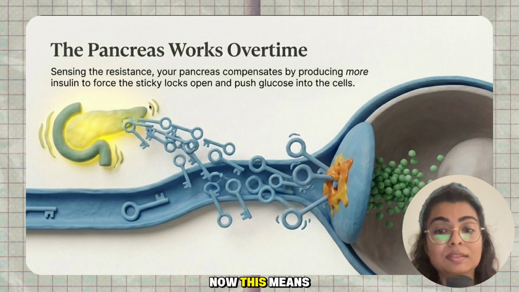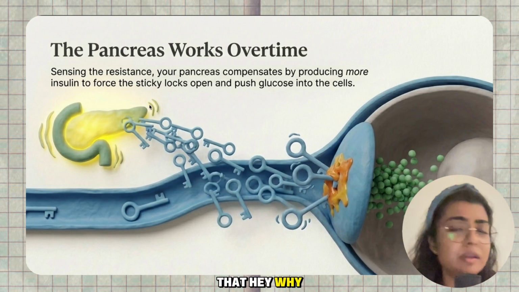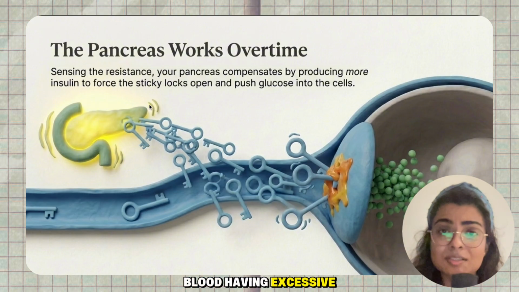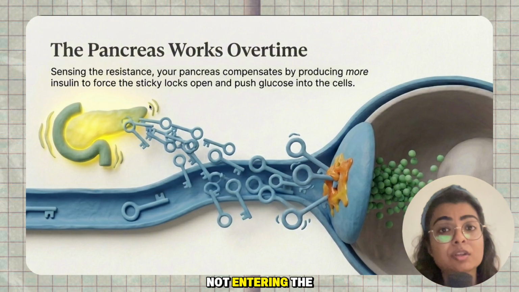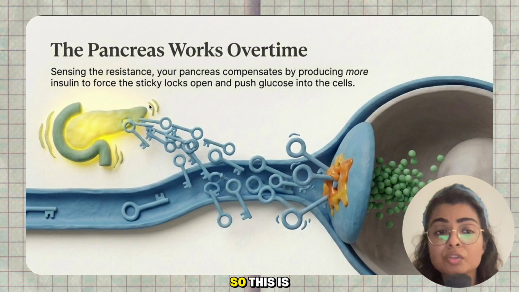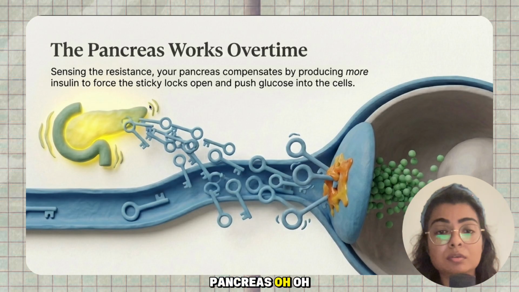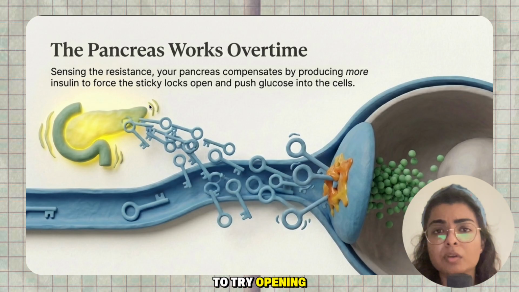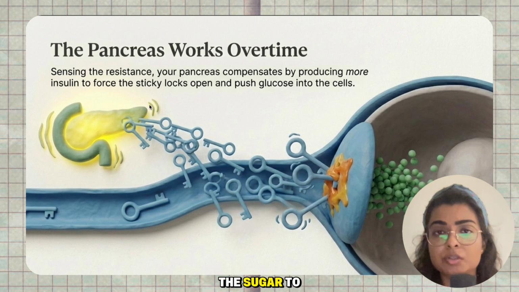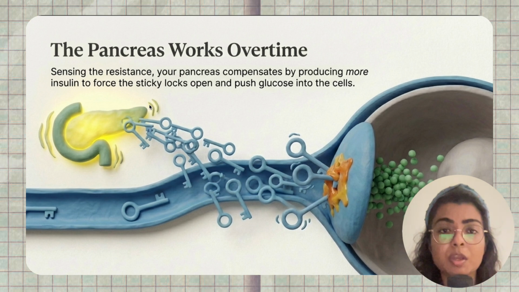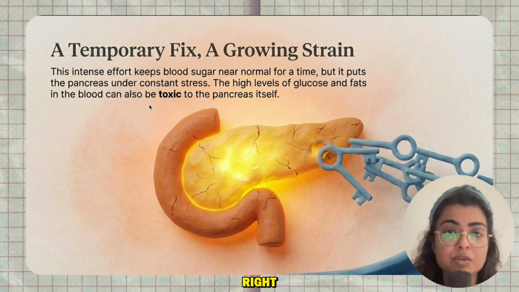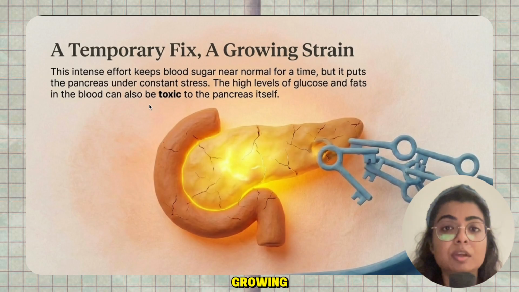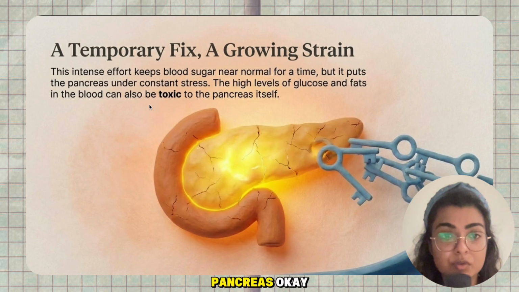Now, this means that, hey, why is my blood having excessive sugar? Why is it not entering the cells, right? So this is going to signal the pancreas, I don't think we have enough keys. Can you keep making more keys? Hey, we need to try opening all the locks. I don't want the sugar to remain in my blood levels. And this is the first stage, right? A temporary fix that is slowly growing to become a strain on the pancreas.